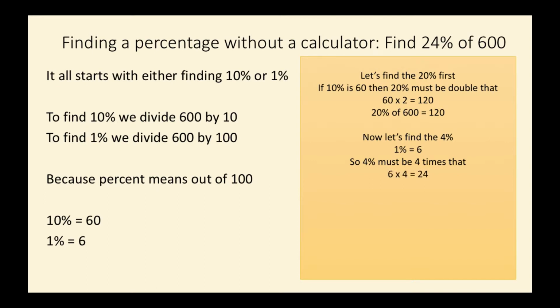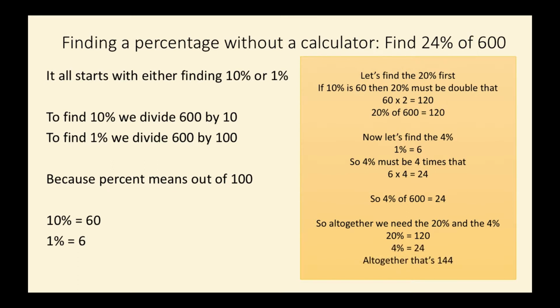So now we have the 20% and the 4%. We just need to add those together. 20% is 120, 4% is 24. Altogether, that's 144.